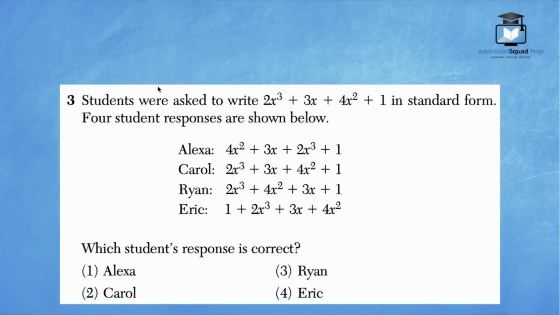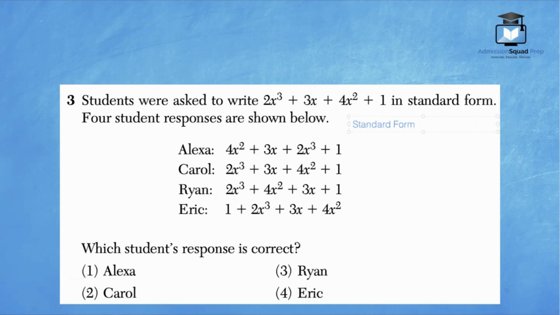Question number 3 states, students were asked to write 2x cubed plus 3x plus 4x squared plus 1 in standard form. 4 student responses are shown below. We have Alexa, Carol, Ryan, and Eric. Which student's response is correct? Let's do a quick review of some information you need when writing expressions in standard form.